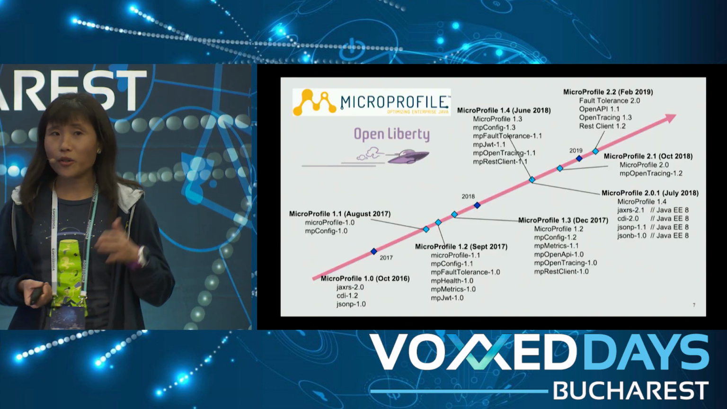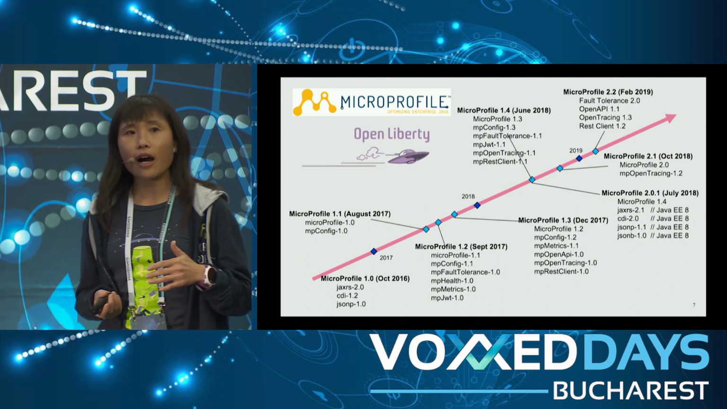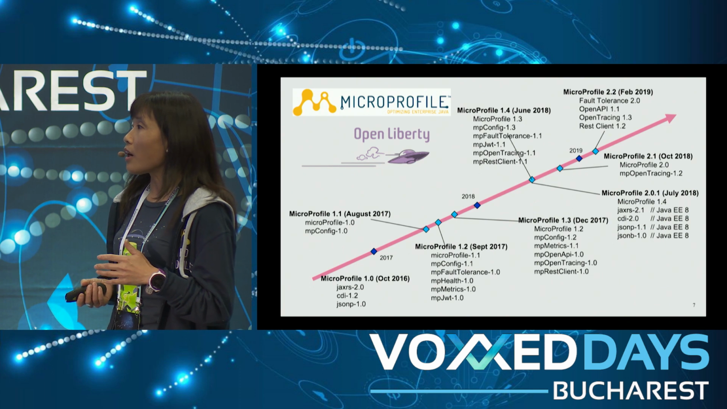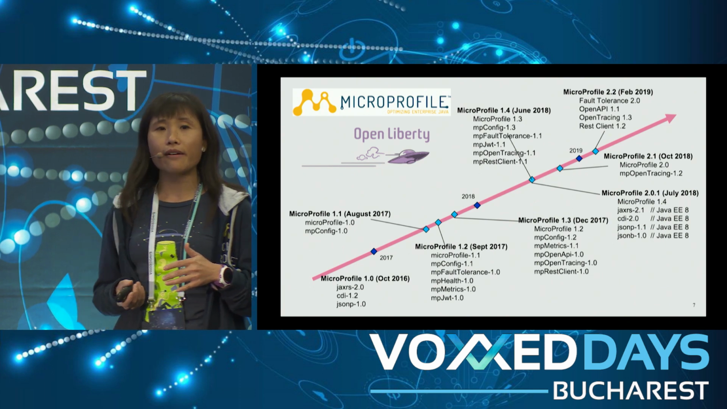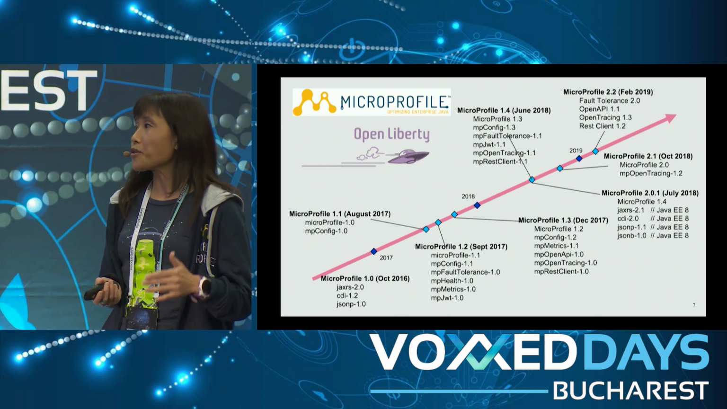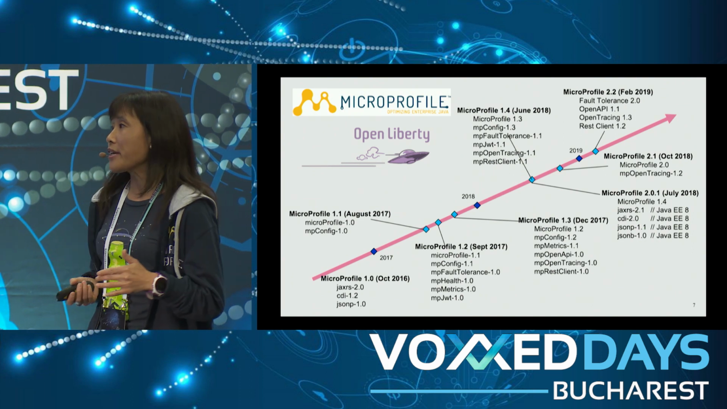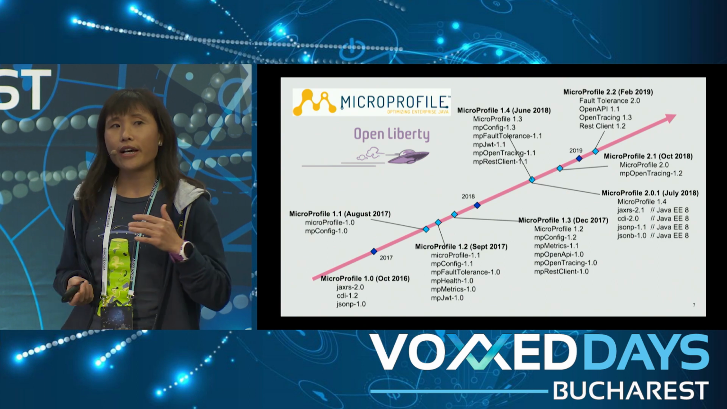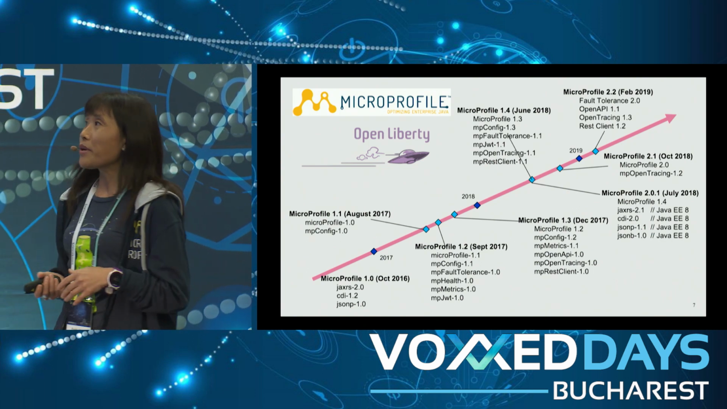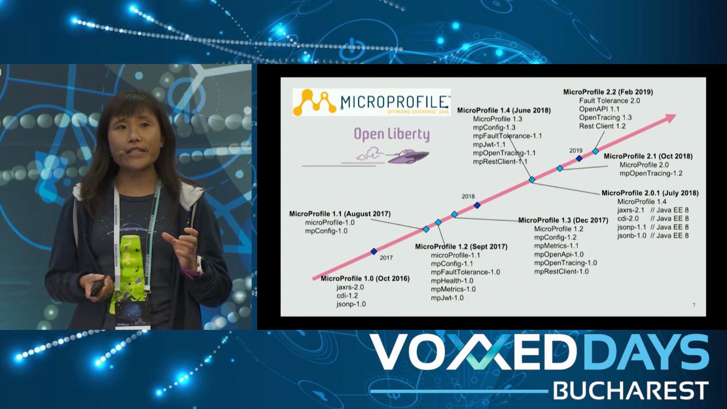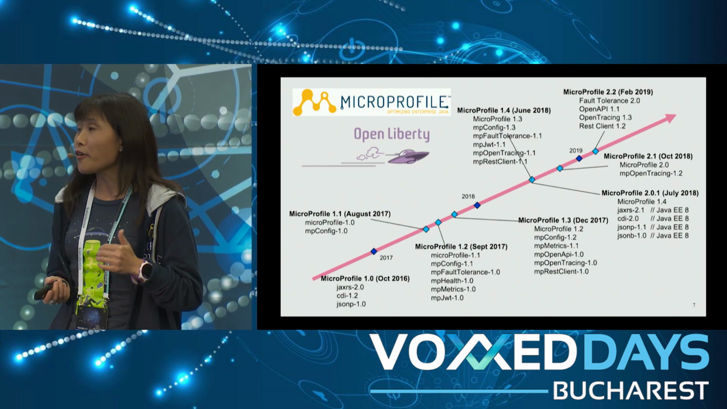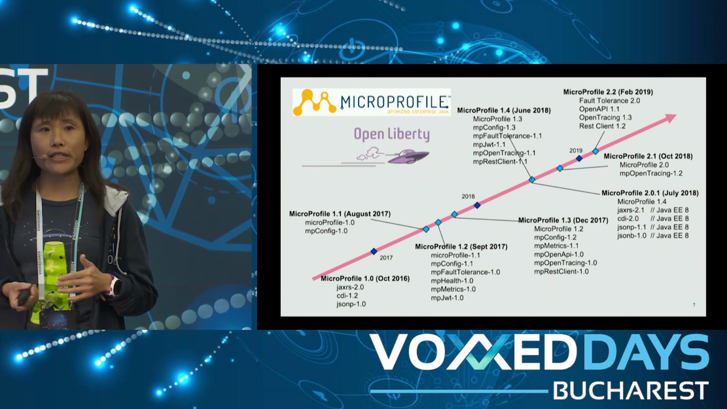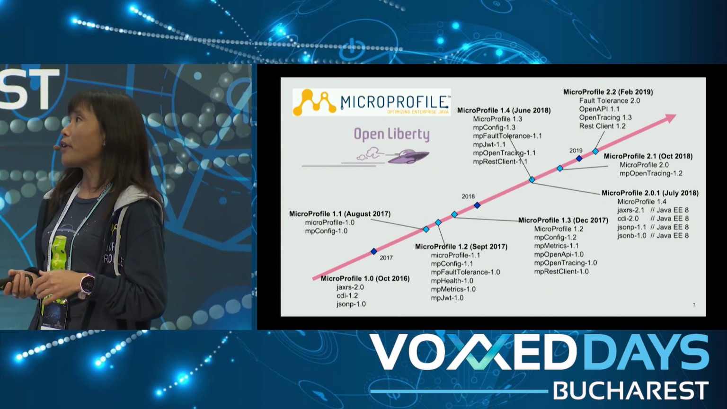So this is how MicroProfile has evolved in the past 2 years. Since October 2016, we have adopted 3 key specifications from Java EE: CDI, JAX-RS, and JSON-P. And then we quickly created 8 brand new specifications. And in February this year, we released MicroProfile 2.2.